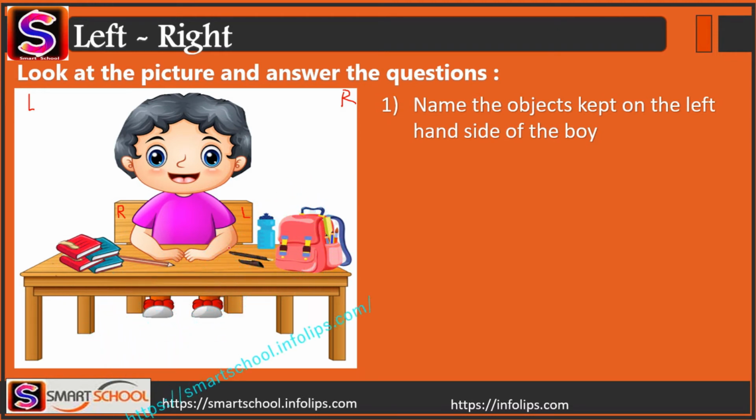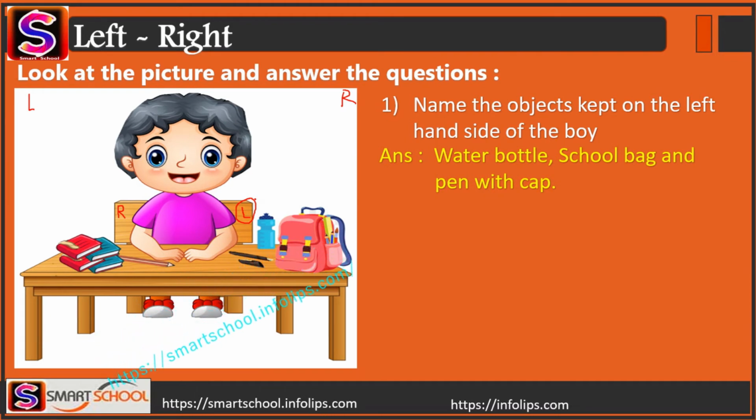So let's see the question. Name the objects kept on the left hand side of the boy. So which objects are on the left side? See here, the left side is this one. So there are a bag, water bottle and pen. So these are the answer: water bottle, school bag and pen with cap. This is the pen and this is the cap. Okay, so these are the things on the left side of the boy.